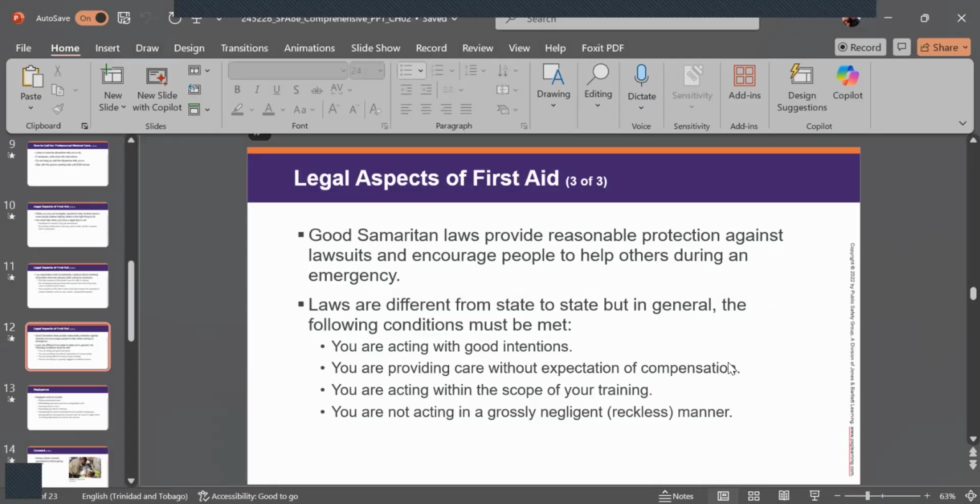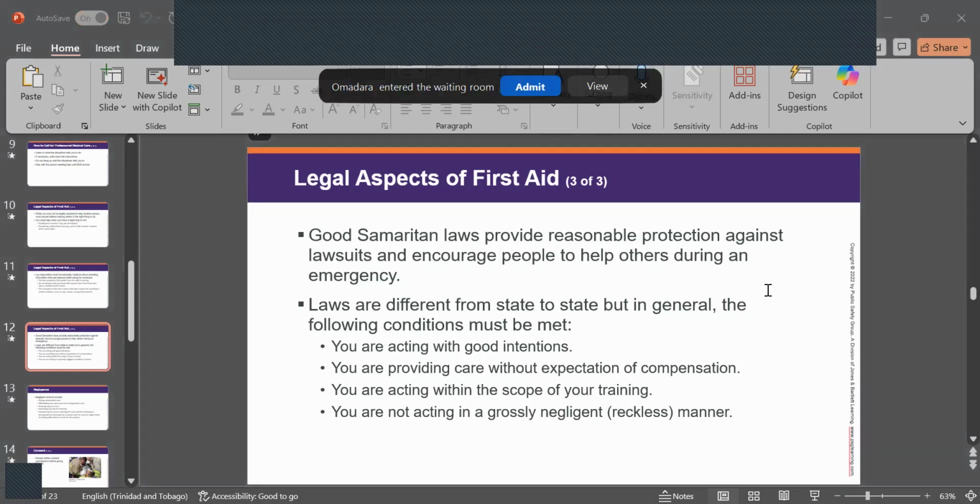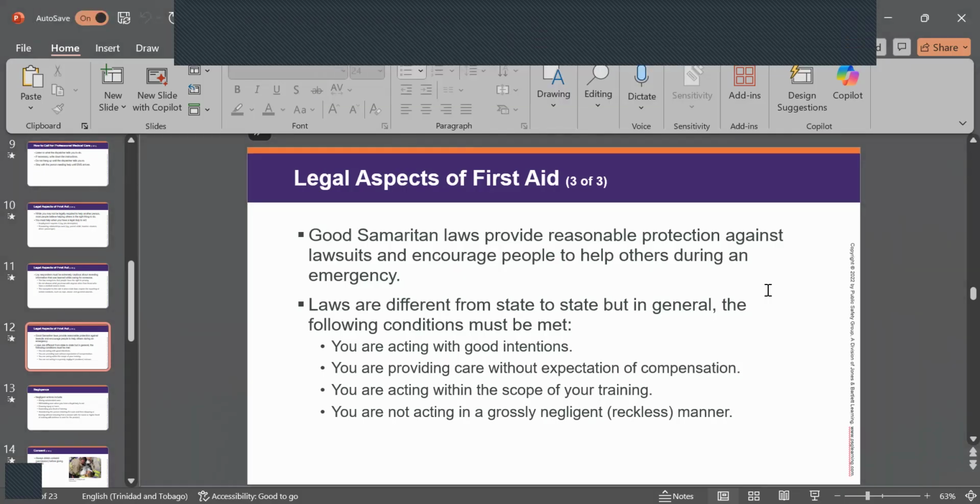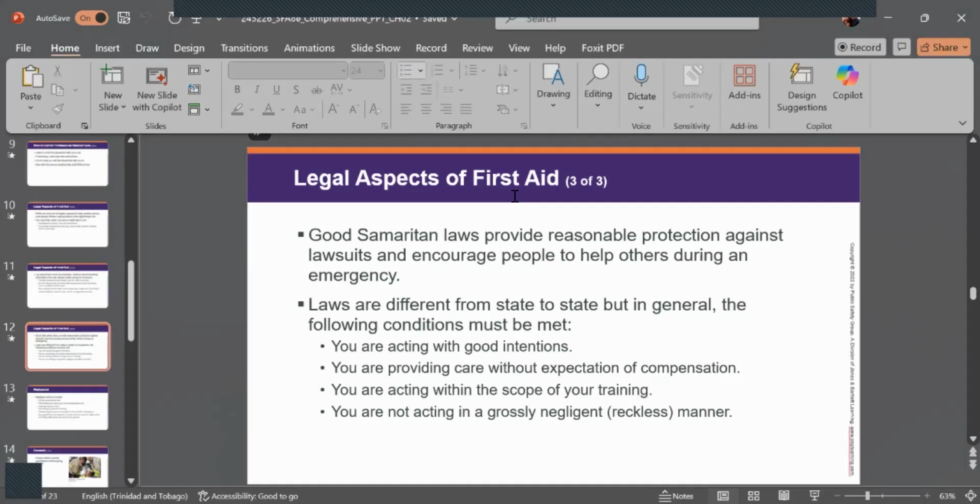Right. Moving on, we have something called the Good Samaritan Law. And typically, Good Samaritan laws provide, as we see here, reasonable protection against lawsuits and encourage people to help others during an emergency. So the concept of the Good Samaritan Law basically looked at some of these items here. You're providing care with good intentions or in good faith. You want to help this person. You are providing care without the expectation of compensation.